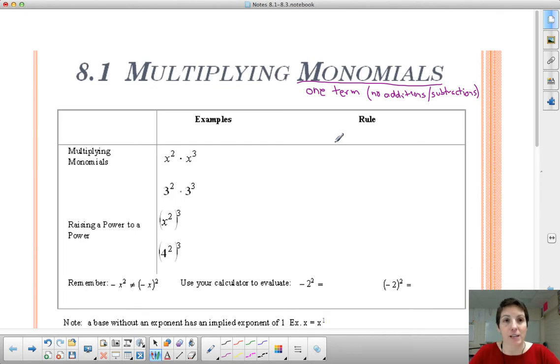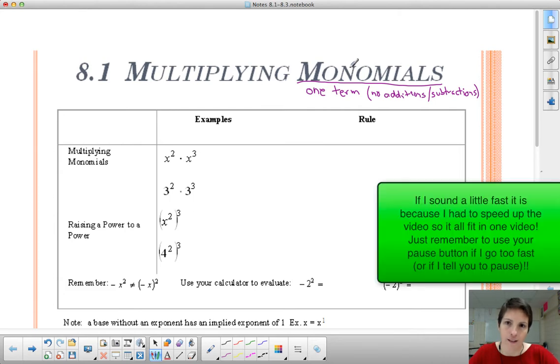We're talking now about Chapter 8, and the first section of Chapter 8 is about multiplying monomials. I think this word monomials might be a little bit new for you, so I want you to remember that when you see that, mono means one. So here we're talking about having one term multiplied against one term. And when we think about terms, remember that we're looking at how many additions or subtractions, how many pieces to the problem. And in this case, there's only going to be one piece. So when you see that word monomial, that's what it's talking about.